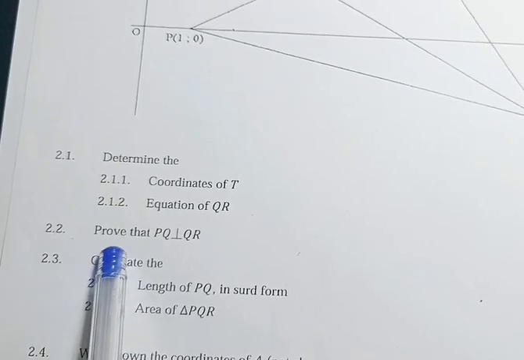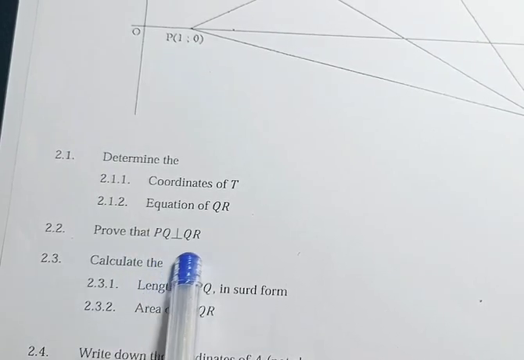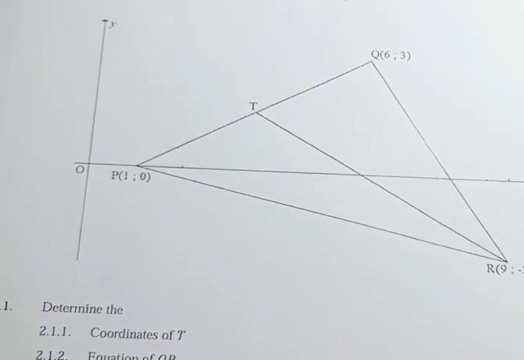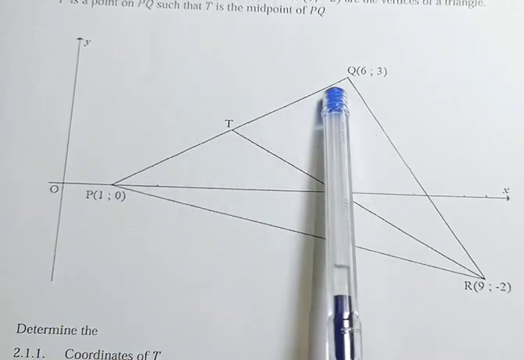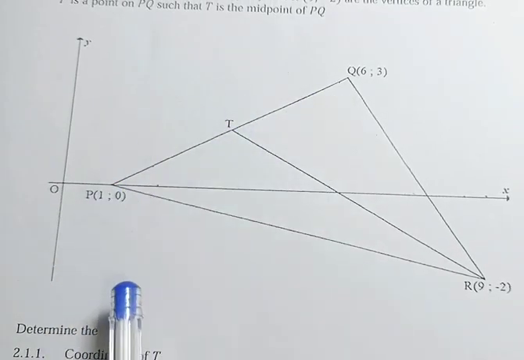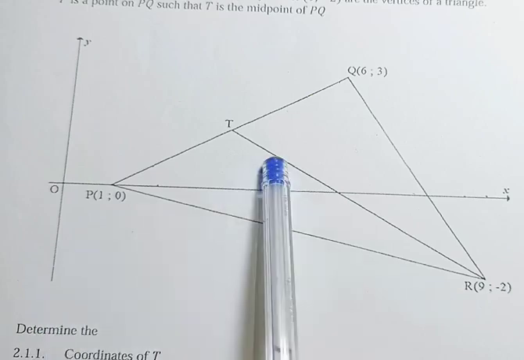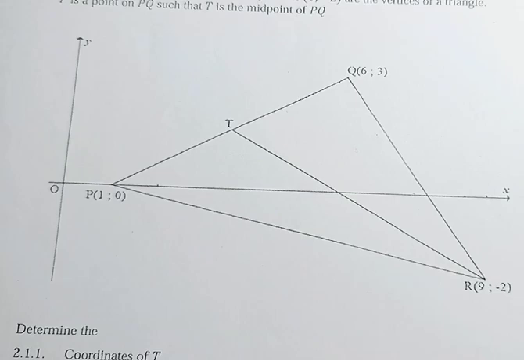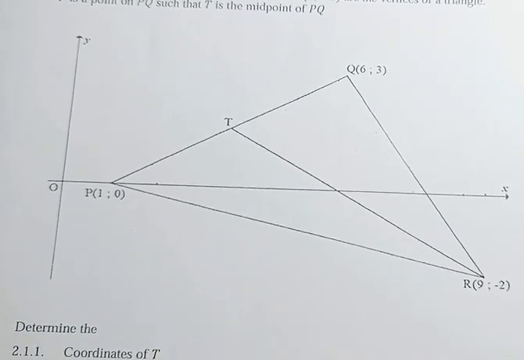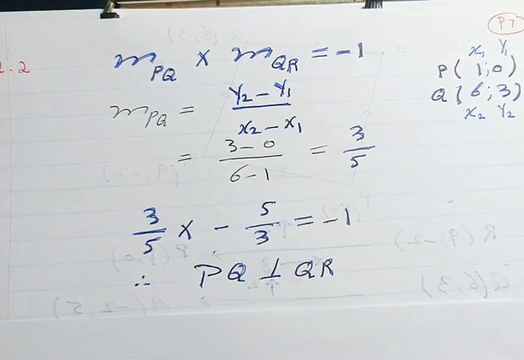Next question, it says prove that PQ is perpendicular to QR. We need to prove PQ is perpendicular to QR. So obviously we need to find the gradients of PQ and QR, and then we must multiply. The answer must be equal to negative 1. Then PR perpendicular to QR. I'll show you how. So I need to find the gradient of PQ and the gradient of QR.